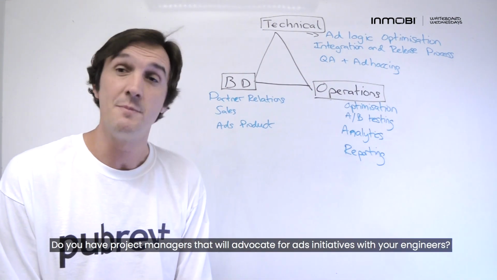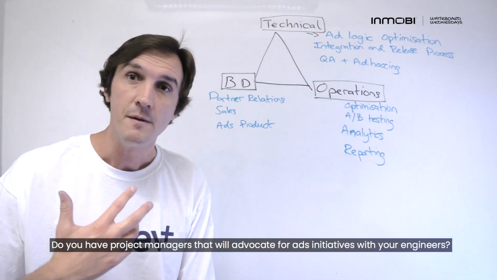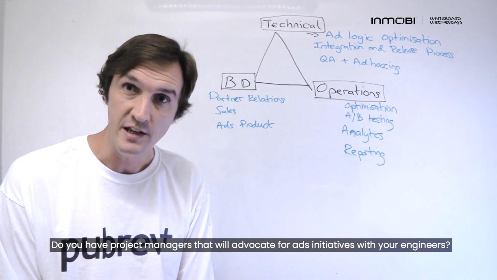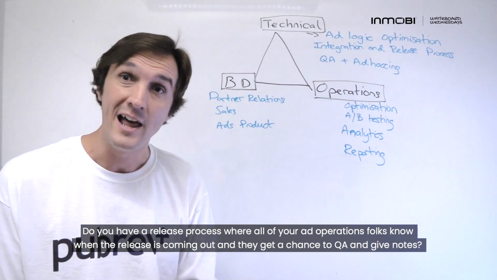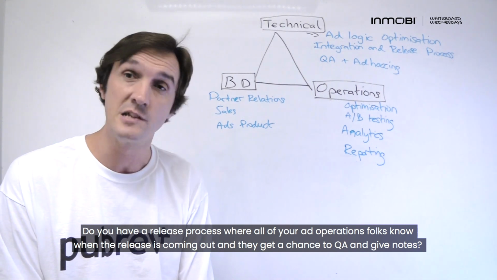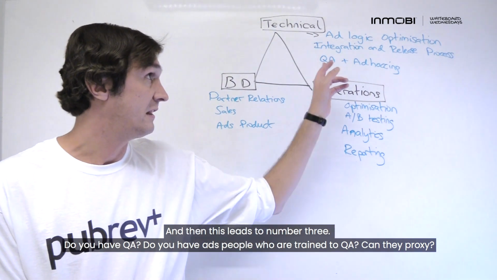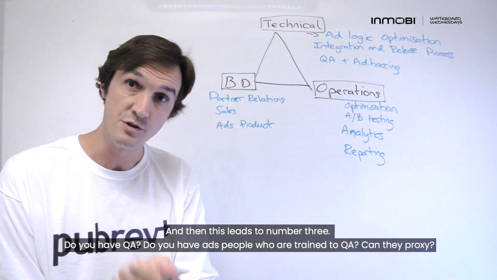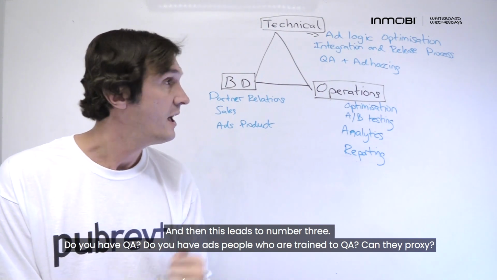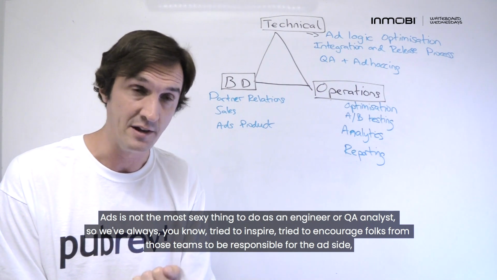Do you have project managers who will advocate for ads initiatives with your engineers? Do you have a release process where all of your ad operations folks know when the release is coming out and they get a chance to QA and give notes? And then this leads to number three: do you have QA? Do you have ads people who are trained to QA? Ads is not the most sexy thing to do as an engineer or a QA analyst.